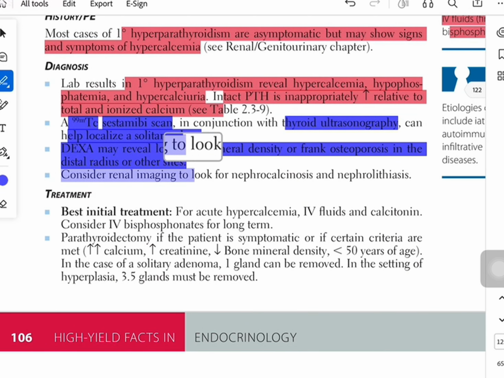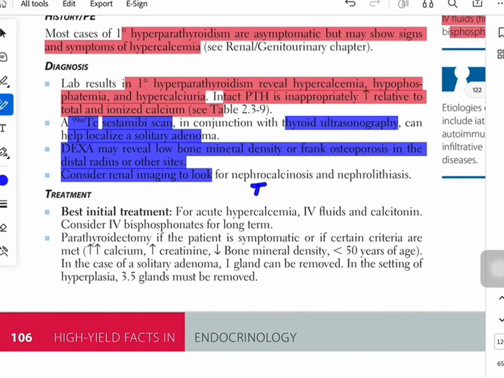Consider renal imaging. Why are we performing renal imaging? Because in primary hyperparathyroidism, the high level of calcium will start to accumulate and damage the kidney, and this condition is known as nephrocalcinosis and nephrolithiasis, meaning kidney stones. That's why we can perform ultrasonography of the kidney for our diagnosis, and we should also do the renal function test. These are important, but not mentioned here.